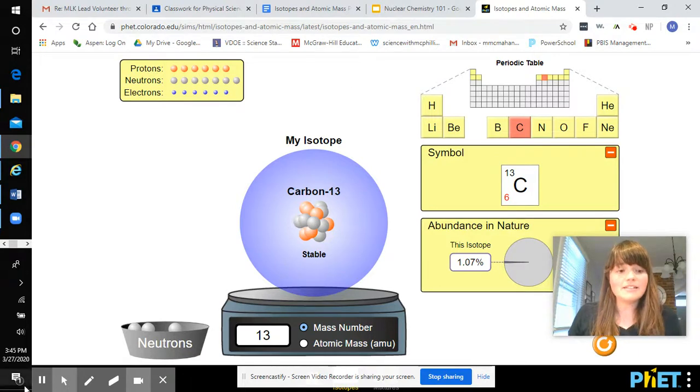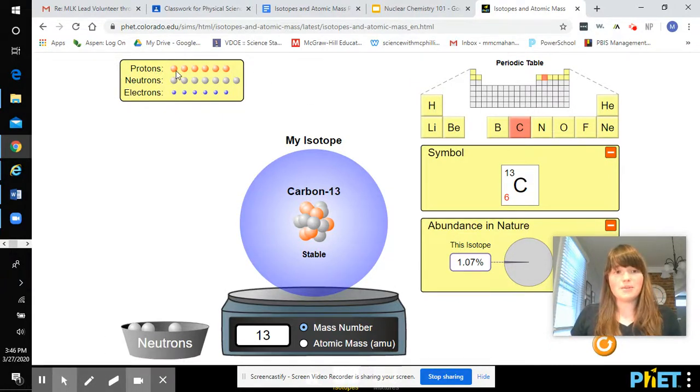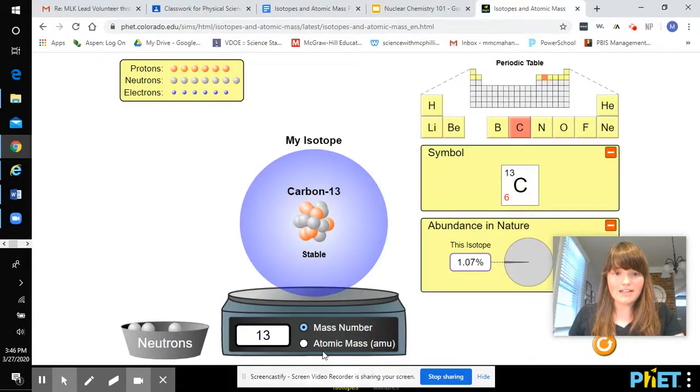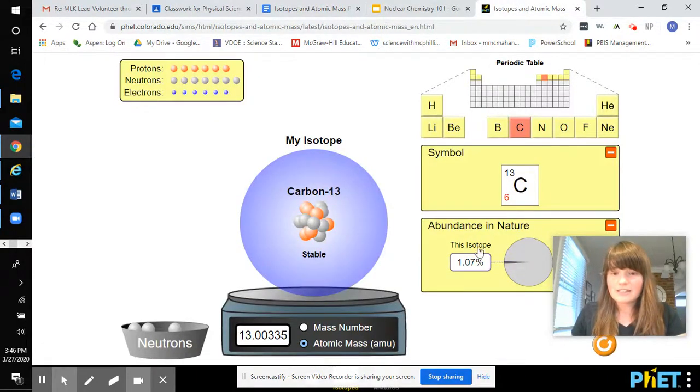I see here that my atom has, trying to get to the pen. It's like it's not letting me. I can see that my atom has 6 protons, 1, 2, 3, 4, 5, 6, 7 neutrons, and 6 electrons. So I will go back over here, and it's got 6 protons, 7 neutrons, 6 electrons. I can see that the atomic mass is 13.00335. So I'll type that in here.